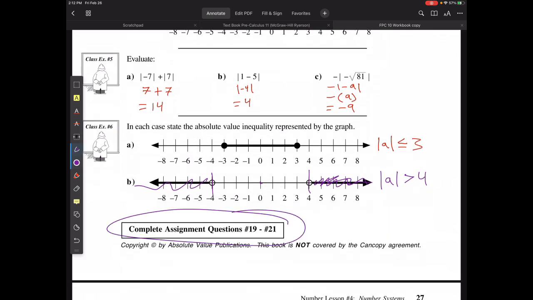Remember, these extension questions are not a requirement. It's just something that's going to come up in grade 11.